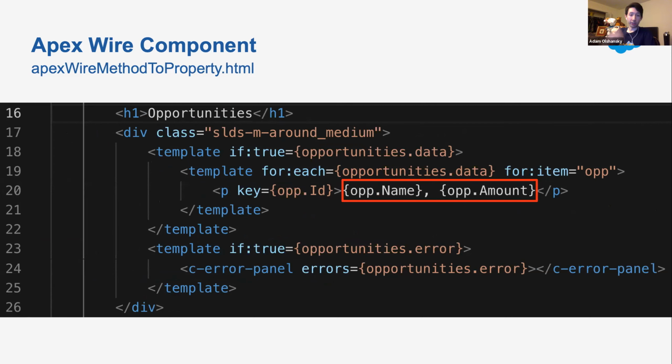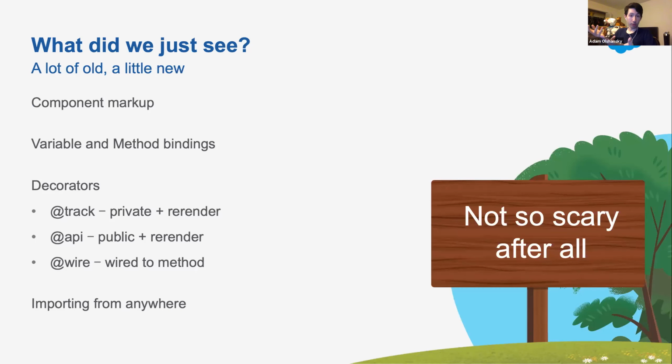All right, so what do we see in all these components? We saw more component markup that we're familiar with. We saw more variable and method bindings that we're familiar with. We saw these new decorators @track, @api, and @wire. Remember, @track is going to make a variable private and re-render it on the UI. @api will make a variable public and re-render it on the UI. And @wire is going to allow us to connect our variable to some other class or library and give it the data and error properties.